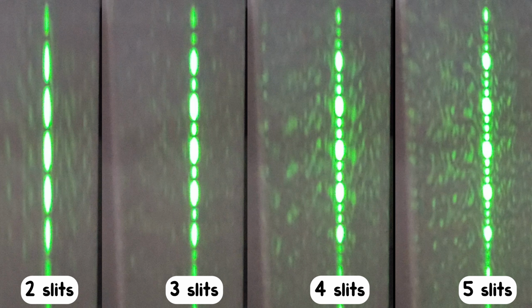With each additional source, we have an additional secondary maxima. We also see the pattern get brighter, as more sources means more light, and the primary maxima get thinner and sharper, as more sources means more destructive interference between the primary maxima, as there are now more combinations to achieve this.